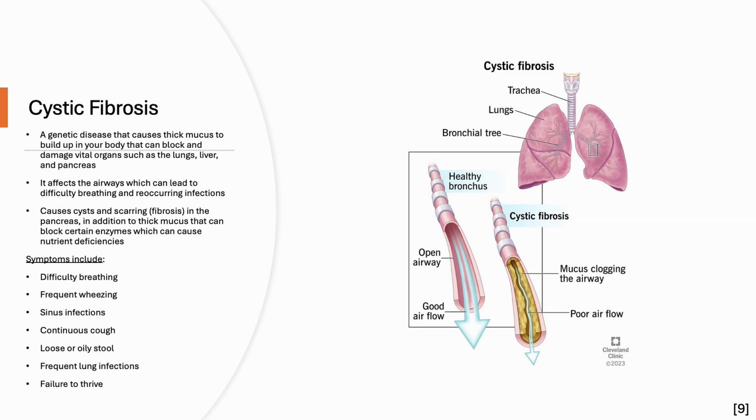And over here, you can see that in the normal healthy bronchus, the airway is wide open. There is really good airflow. Whereas over here in the cystic fibrosis, the airway is clogged with mucus, which leads to poor airflow.